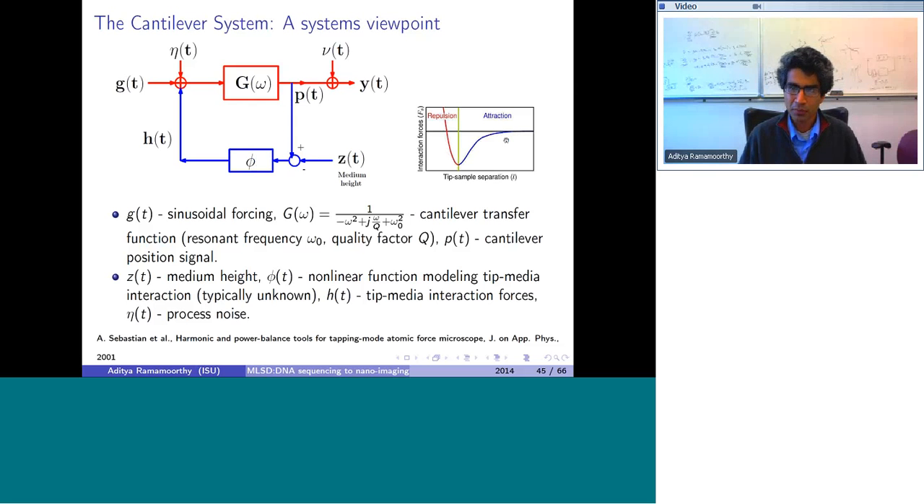There's a repulsive regime and then an attractive regime, and this is in feedback, so it starts to affect the position of the cantilever. What happened at a particular time is going to affect the later cantilever positions as well. Also, typically this interaction force Φ is unknown, and so you still need to decode in the presence of this nonlinearity.